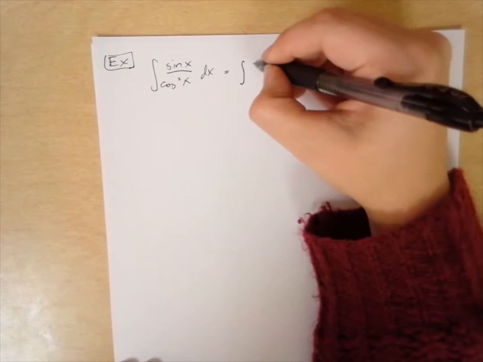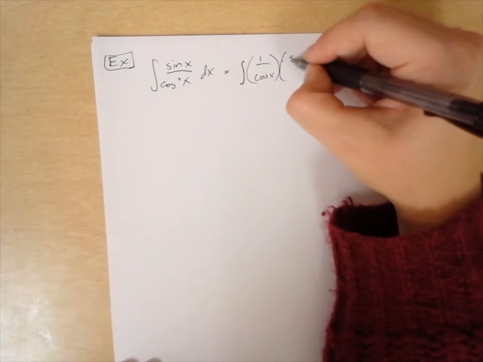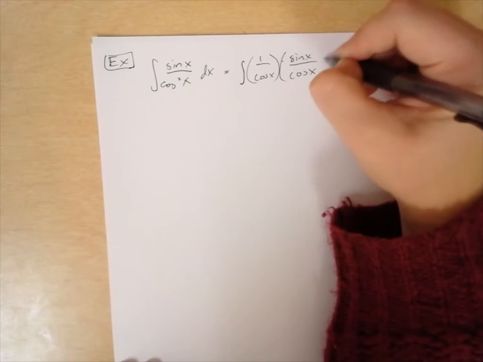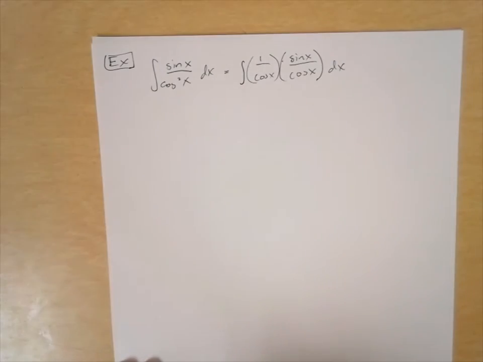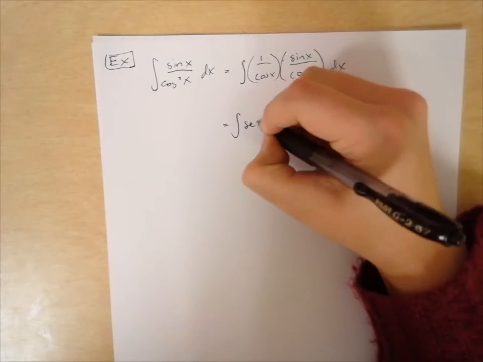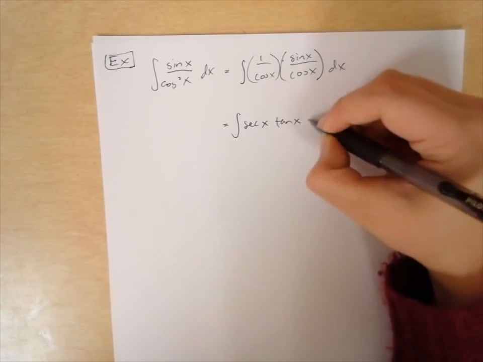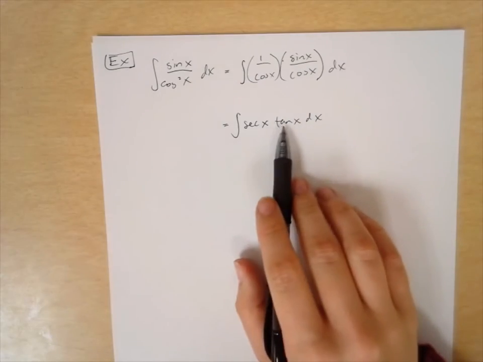We can split this up as 1 over cosine x times sine x over cosine x dx. And here's what we get to do with that. We get to remember that 1 over cosine x is the same as secant x, and sine x over cosine x is tangent x. So this is really what we got going on in our integral.